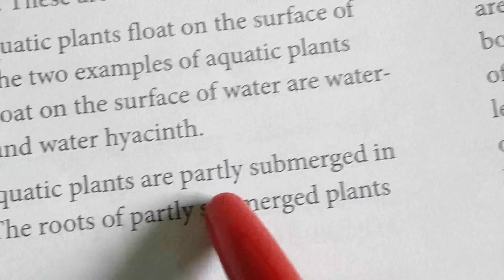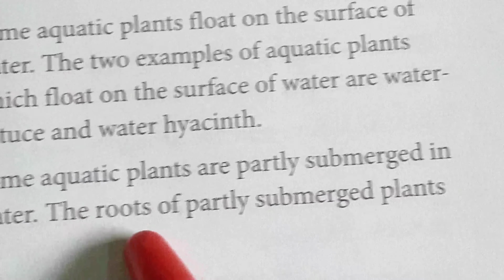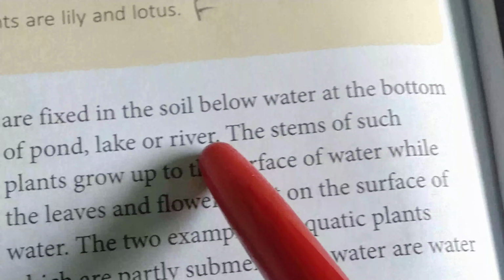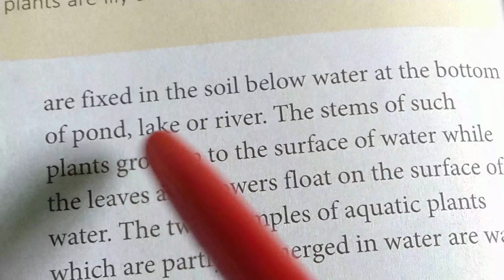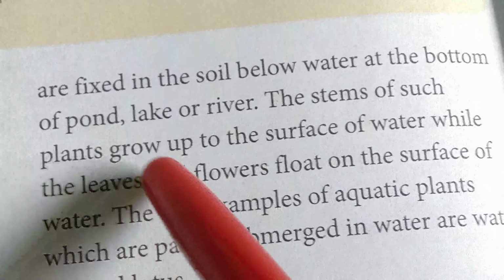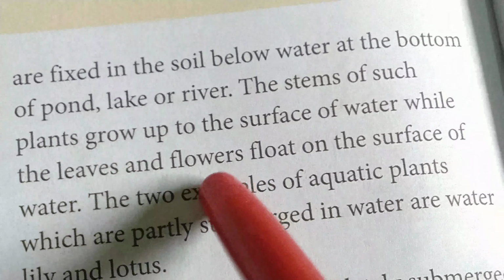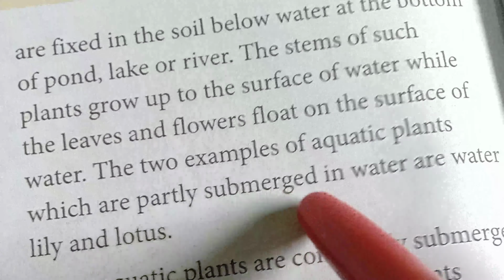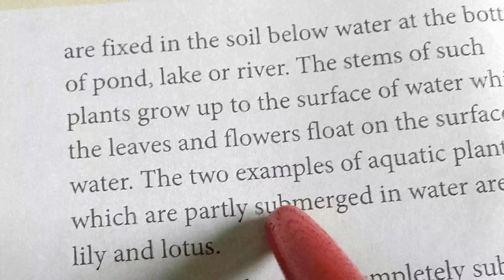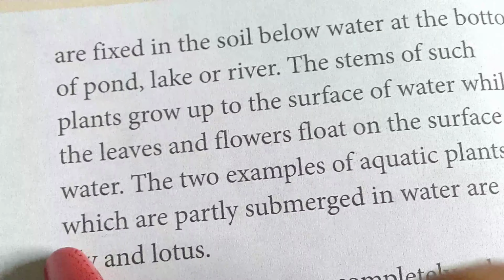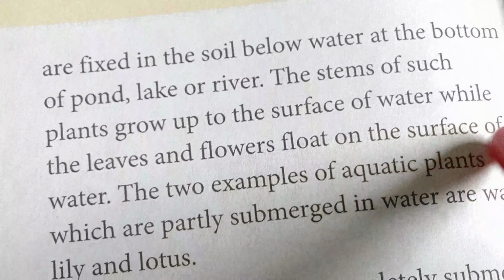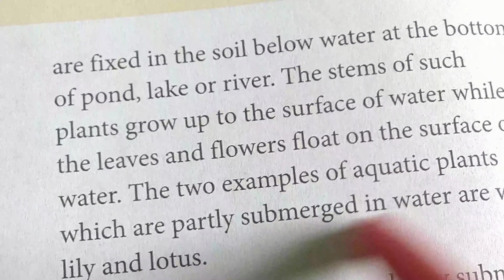Some aquatic plants are partly submerged in the water. The roots of the partly submerged plants are fixed in the soil below the water at the bottom of pond, lake or river. The stems of such plants grow up to the surface of water while the leaves and flowers float on the surface of water. So the two examples of aquatic plants which are partly submerged in water are lily and lotus. So they are not completely submerged because their stem is submerged in water and their leaves as well as flowers float on the surface of the water. That's why they are partly submerged.